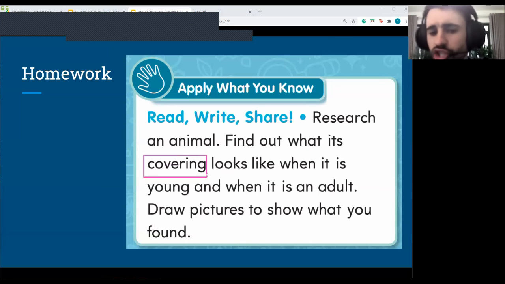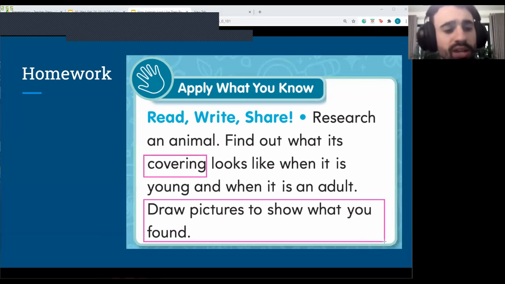Draw pictures to show what you found. So I'd like you guys to draw me a picture of what you found. That is your homework. All you have to do is draw the coverings that your animal has. If you choose to do a dolphin, you could Google or look inside of a book for a dolphin and then draw a picture of what is covering the dolphin. Maybe you do a fish, maybe a bird, maybe a lizard. Whatever animal you research, it's up to you.